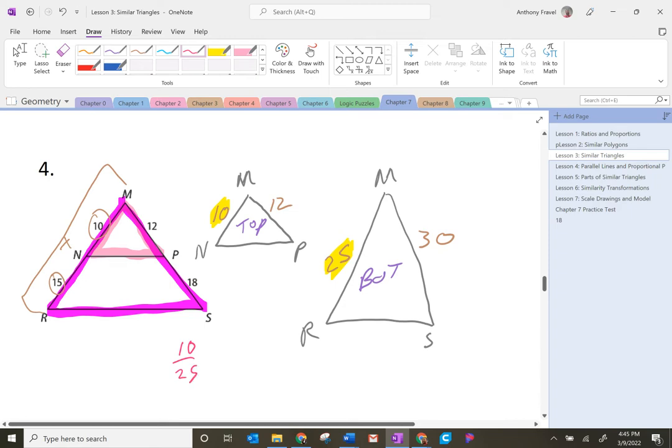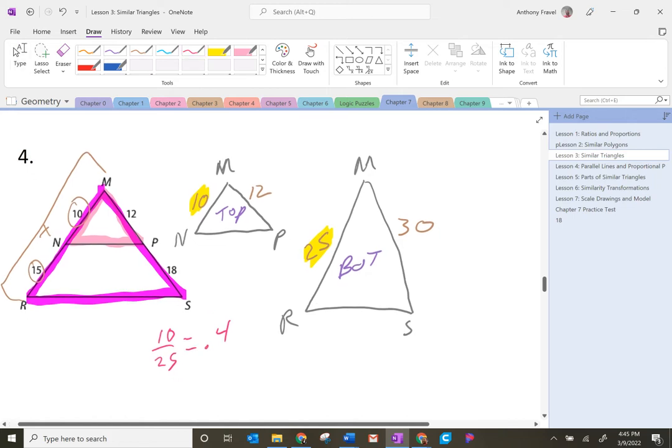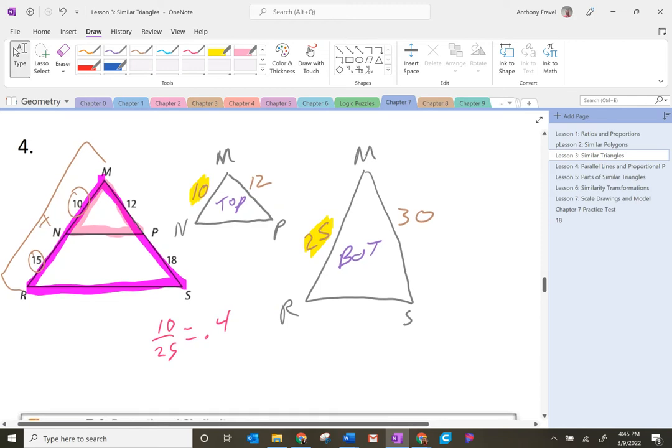Okay, if I divide them on my calculator, 10 divided by 25 gives me 0.4 as my answer. Okay, and if I do the next one, let me choose a different color. I'm going to have 12 over 30. 12 divided by 30, put it in my calculator, I come out with 0.4. Perfect. They have the exact same ratio there.